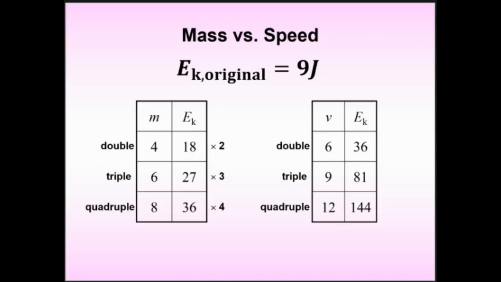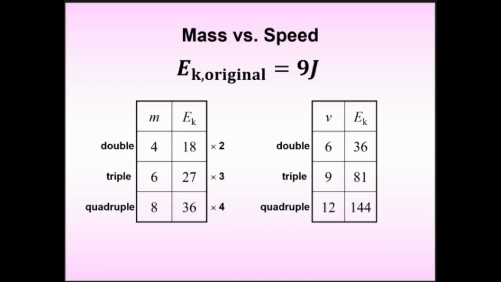Are those the same final outcomes or much more? Okay. What was your old speed? 3. What's double of 3? Now, what's the mass? The mass is kept at the old 2. So now it's half times 2 times 6 squared. Now, if I double my speed, I get how many joules? If I triple my speed, I get how many joules?